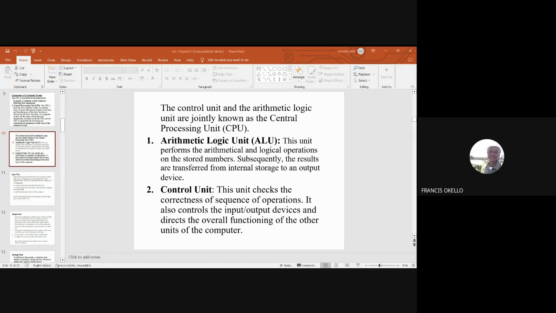So he said we have the ALU, which is used in performing the arithmetical and logical operations on the computer. And then we have a control unit, which is used in controlling the computer's input and output devices. Right, right. Romana, now can you repeat? Okay, so yes, Francis, mute yourself.